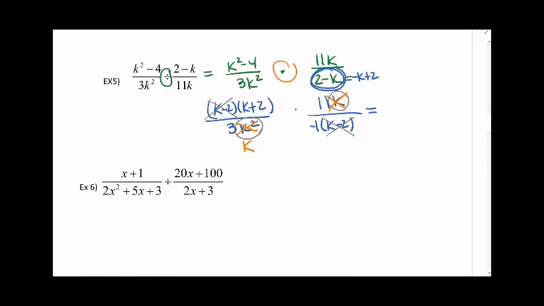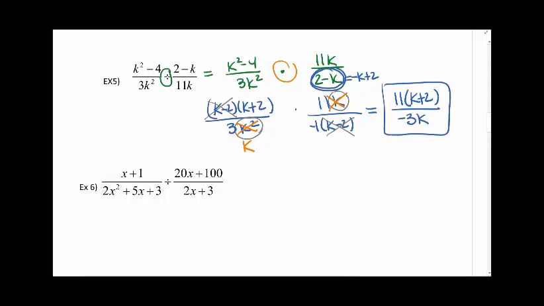So in the numerator, I'm going to scan across. I have 11 times k plus 2. I do not need to multiply that out. We always put the monomial first, and the k plus 2 is my binomial. We're going to write it second. So for my denominator, I have 3k times a negative 1, which would give me a negative 3k.